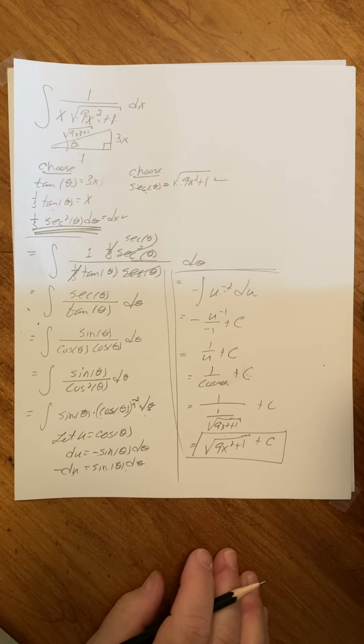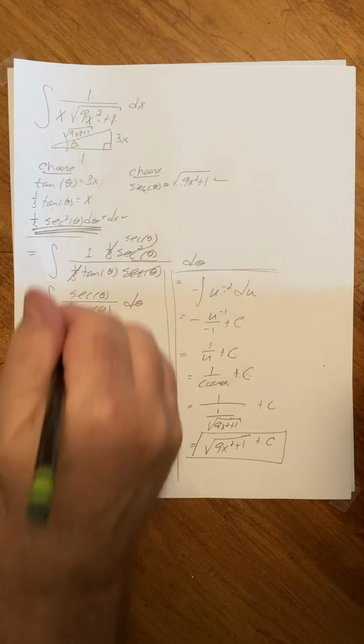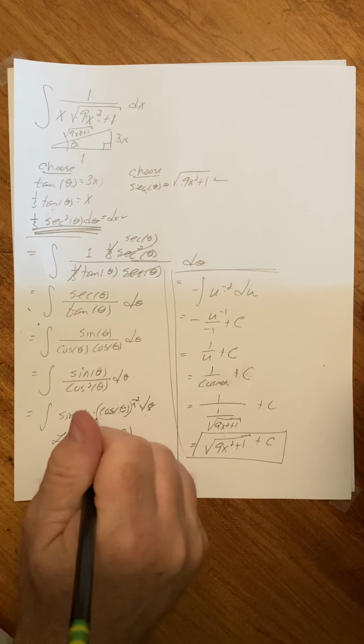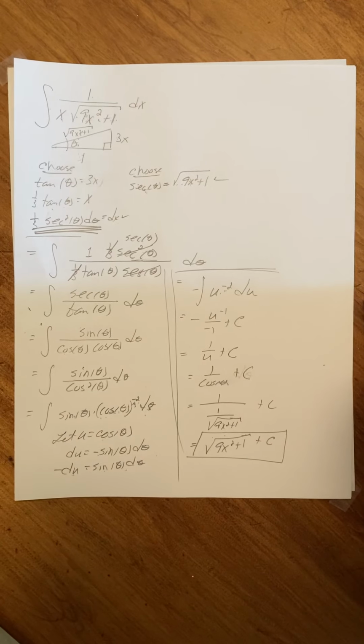So that's the process. You need to keep your wits about you, but what we inherited was something that required an ordinary U substitution.